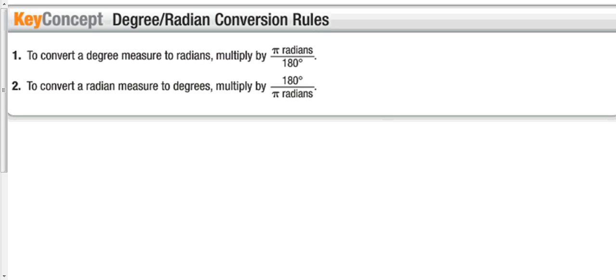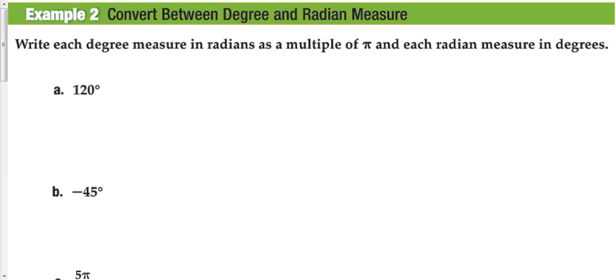Working with these is fairly straightforward. So let's try. Let's change these. Write each degree measure in radians as a multiple of pi, which is usually how we want to leave it, and each radian measure in degrees.